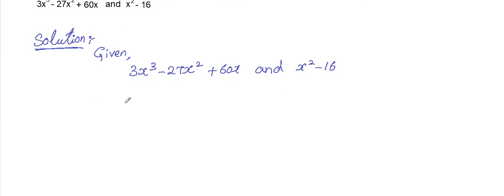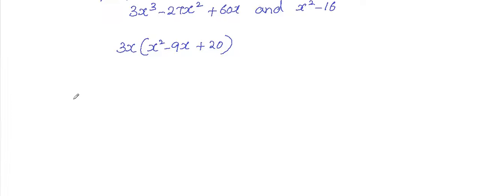Now find the factors of each polynomial. In the first polynomial, we have 3x as a common term. So if you take away 3x, we will get x square minus 9x plus 20. Now find the factors of x square minus 9x plus 20. Which two numbers add up to minus 9 and multiply to 20? Those are minus 5 and minus 4. So the factors are 3x into x minus 5 into x minus 4.